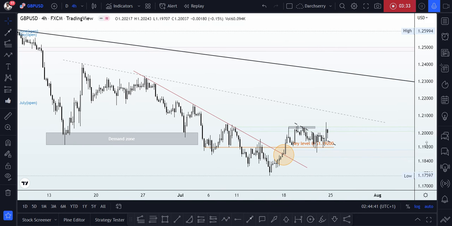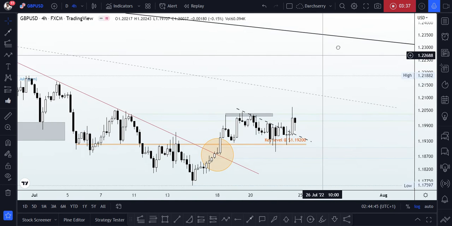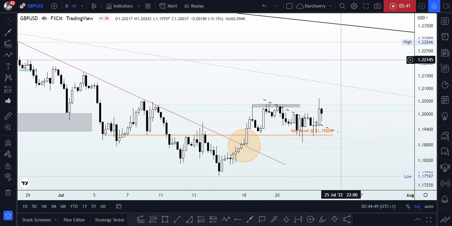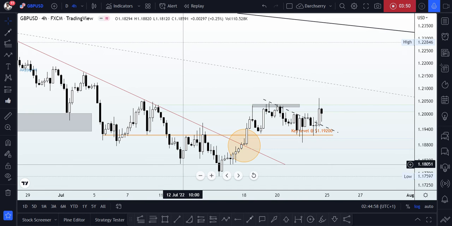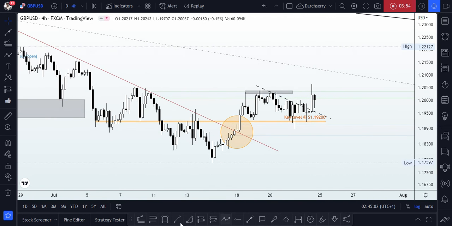So now, going further and looking into the structure we have here, I was able to identify a reversal pattern, just like what we had on the Euro USD. You can check the comment section for the link that will refer you to that pair. So here on the 4 hours time frame, I was able to identify this reversal pattern.